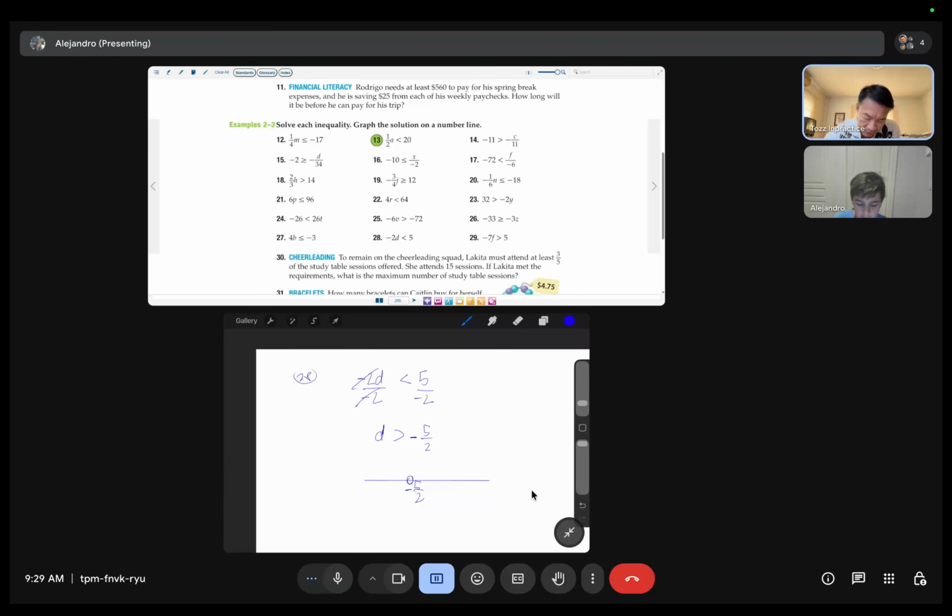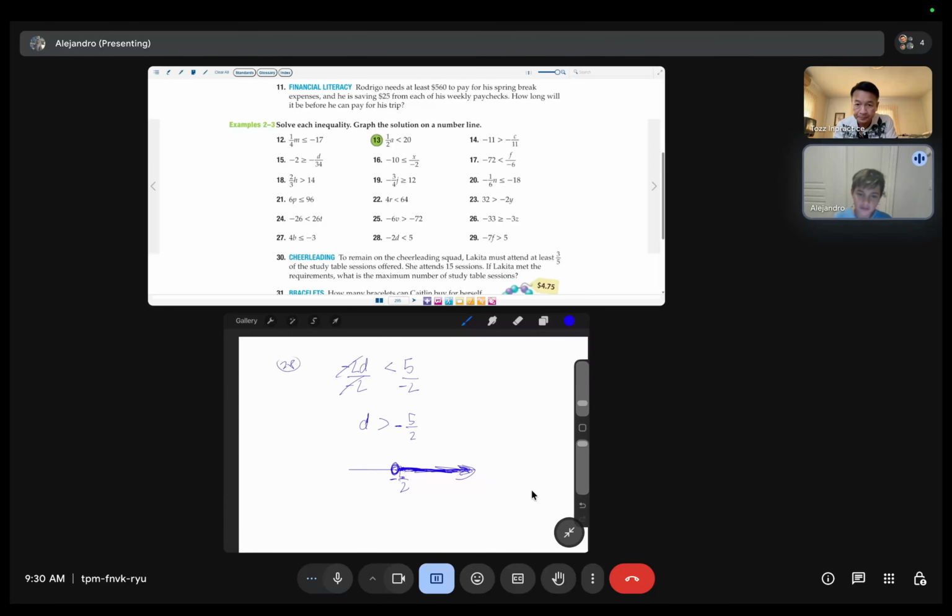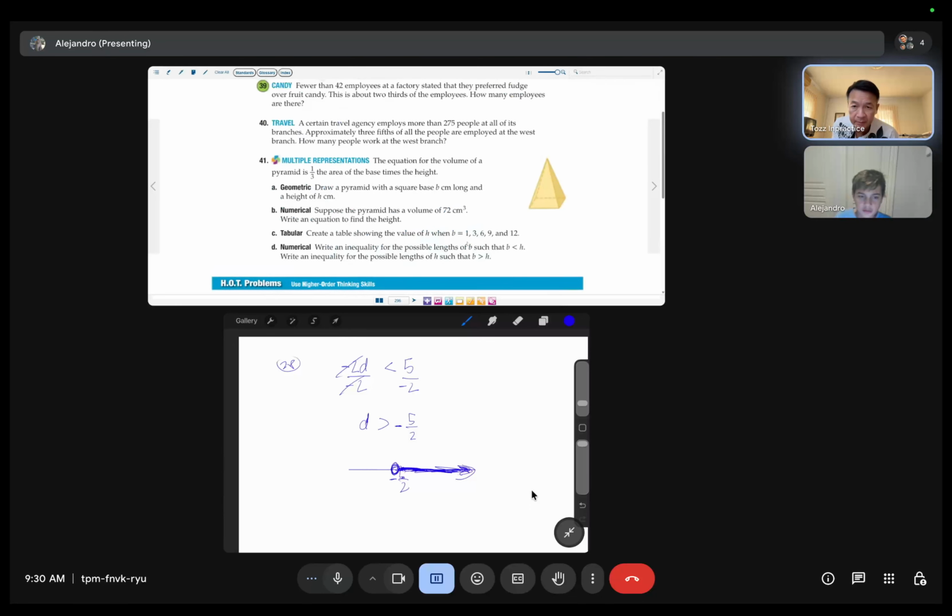So open dot at negative 5 halves is right there. You see, look at that, how easy. That's why it doesn't matter if it's a negative fraction or whatever. You're still going to point the arrow. If you have the variable on the left side of the inequality, you're good to go. There you go. It's an open dot, arrow pointing to the right, and negative 5 halves on the bottom. Okay, let's move on to the other page.